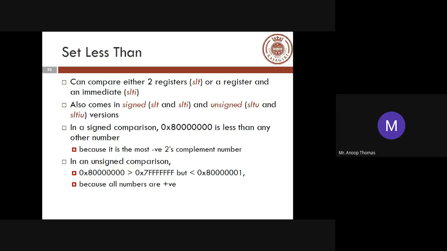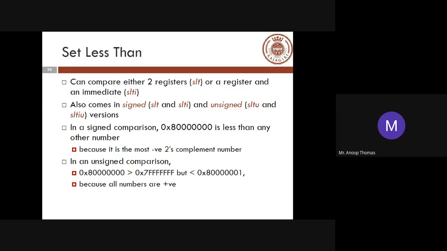So you have two versions of it, signed and unsigned versions. Again, signed is the default version, unsigned is the forced version using U. So SLTI is there, SLTU, SLTIU is there. Again, you can easily understand the difference. In signed comparison, 0x8000 is less than any other number because this is the lowest possible negative number that can be represented using a 32-bit structure with 2's complement. You just evaluate how it is done.